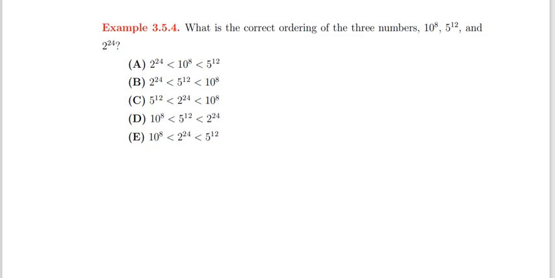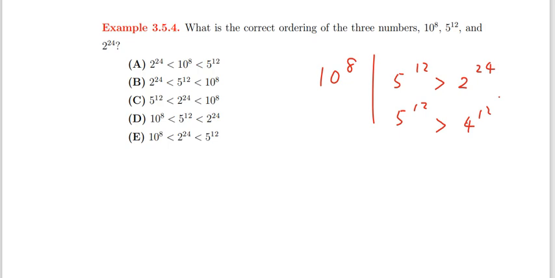Okay, so for this one we have 3 numbers, and we want to find which one is largest, or we want to make an ordering of those numbers. So we have 10^8, 5^12, and 2^24. So we just need to compare. Let's compare 2 of them. We change the 2^24 as 4^12, right? So we know 5^12 is larger than 2^24.